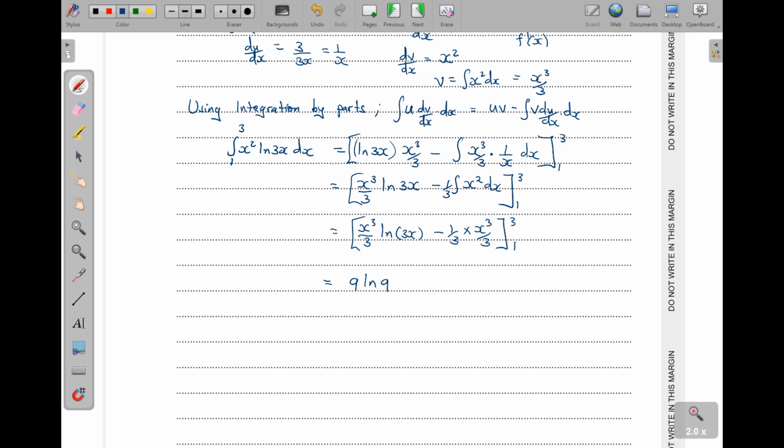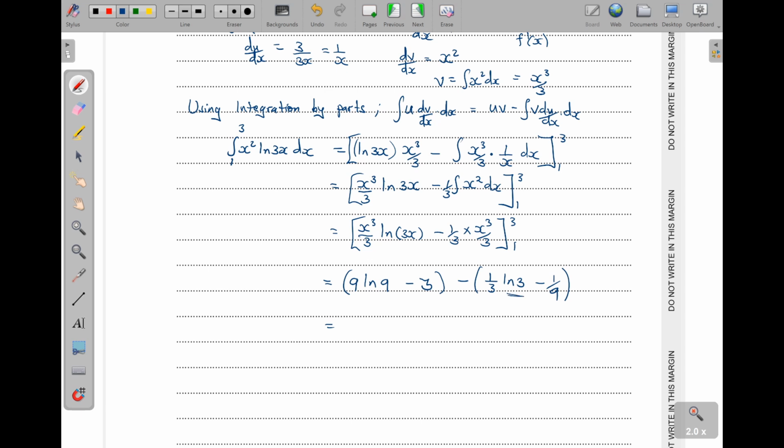Then after that, we shall subtract. Put 3 here. 3 cubed is 27. Then divide by 9. You will get 3. Then we now subtract when we go to the lower limit. So that is 1 over 3, then natural log of 3, and then minus 1 over 9.